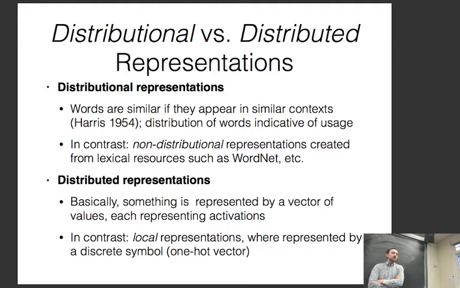Then for distributed, the opposite of distributed is local. You don't hear people say this very much, but if you read a neural networks paper from the 1990s, they talk about this all the time, distributed and local. A local representation is basically a discrete one-hot representation of a word. So you represent the word as a one-hot vector, and you don't have any low-dimensional information sharing between the words.